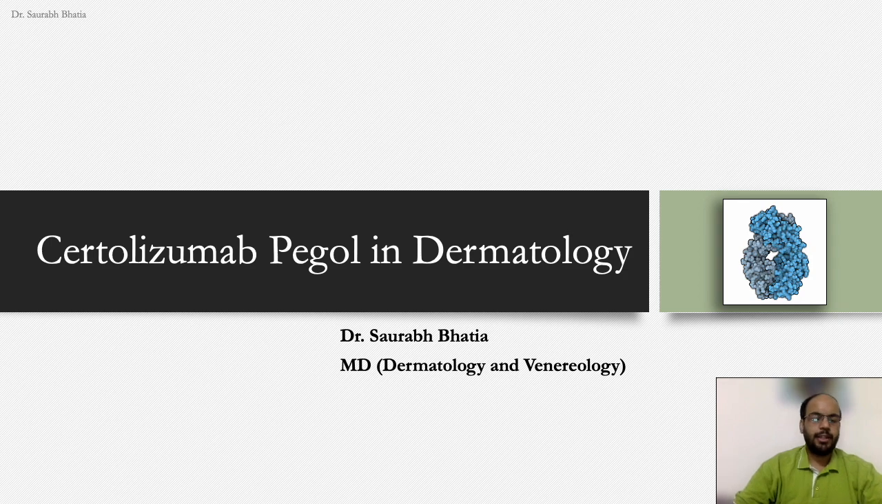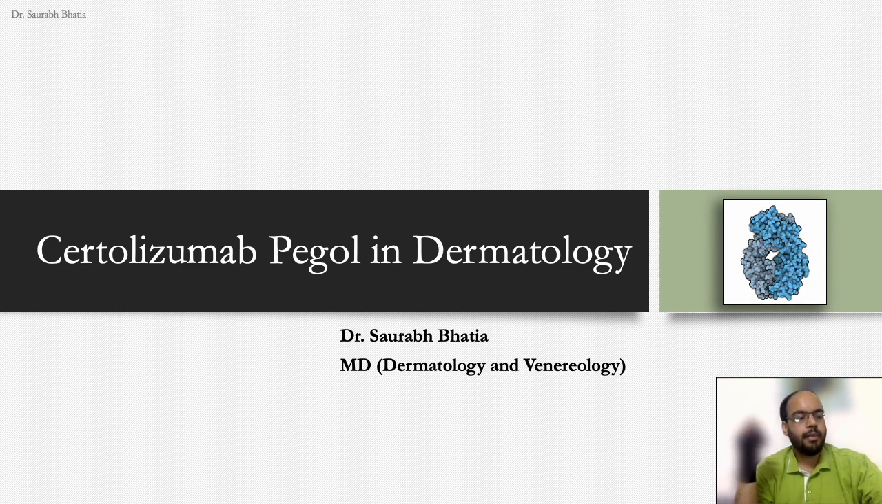So, we'll be continuing our lectures on TNF alpha inhibitors which are FDA approved to be used in psoriasis. And today we are going to discuss Certolizumab Pegol. Now, Certolizumab Pegol is one biologic which not many of us are very familiar with, at least I'm not as much familiar with this biologic. And this is the fourth TNF alpha inhibitor which is FDA approved to be used in psoriasis.